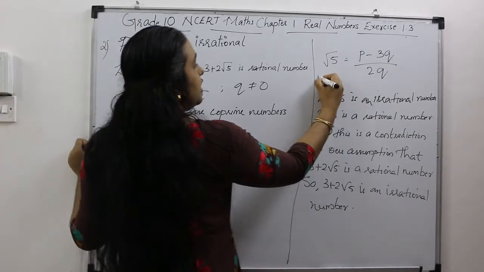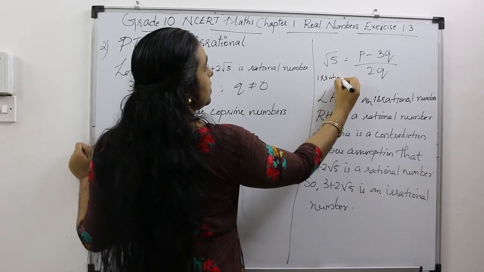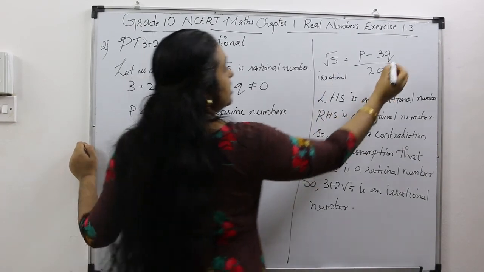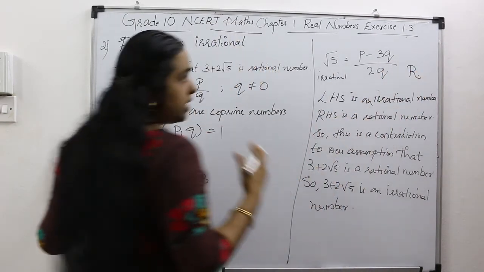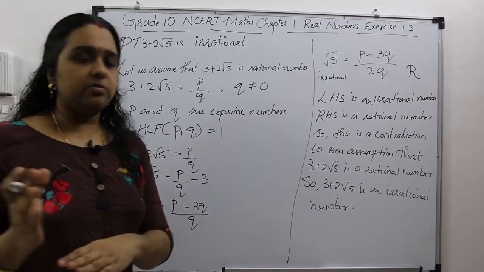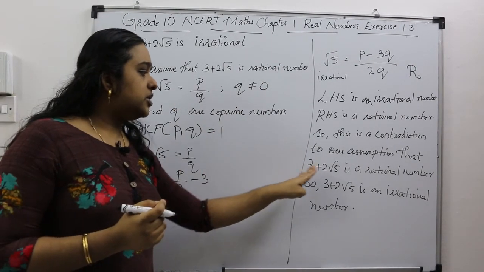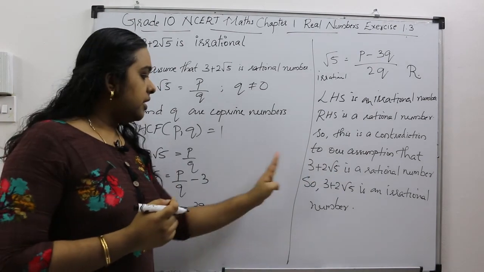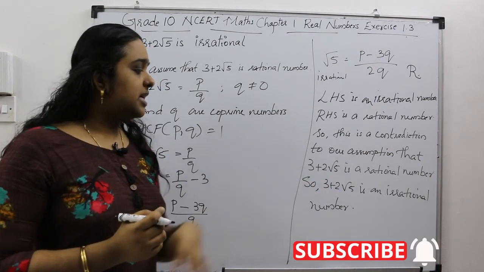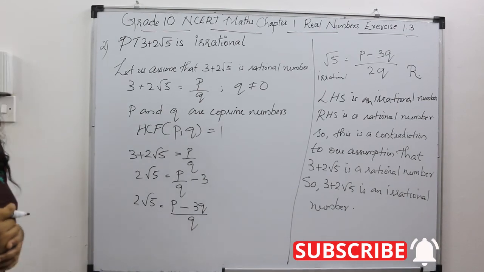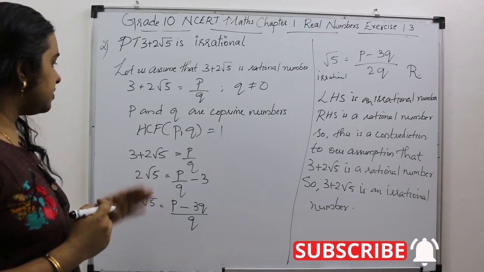This is an irrational number, and this is a rational number. One irrational number can never be equal to a rational number. So this is a contradiction to our assumption that 3 plus 2 root 5 is a rational number. So therefore 3 plus 2 root 5 is an irrational number. This is the solution.